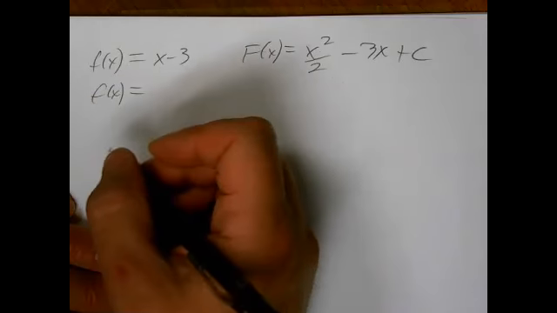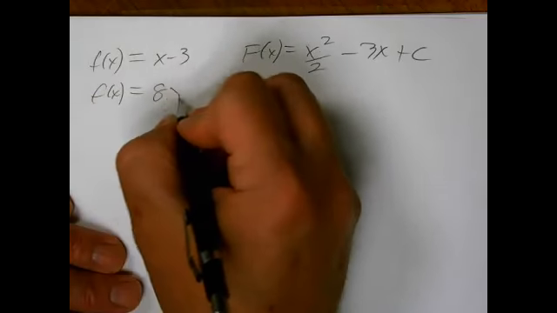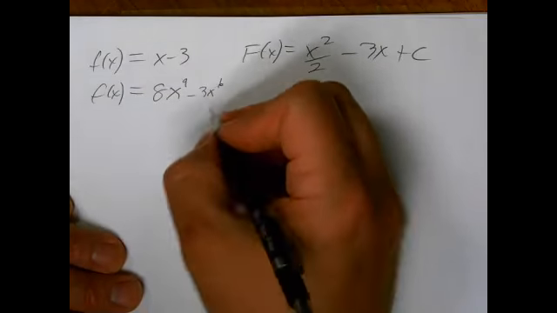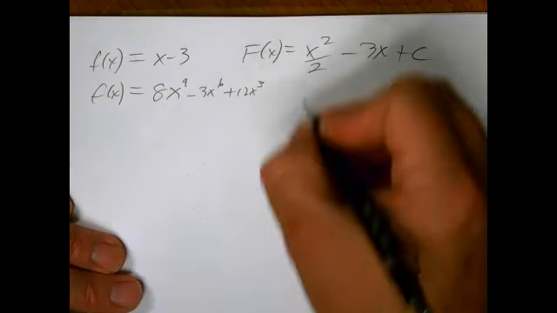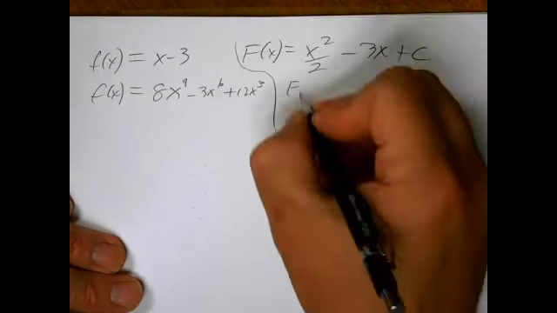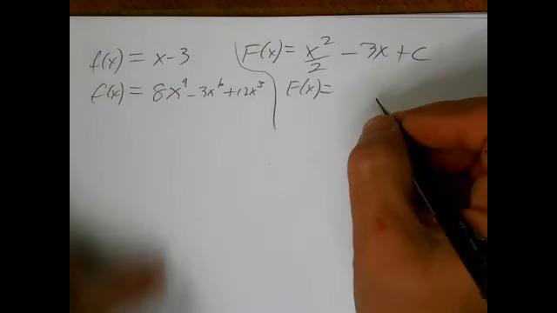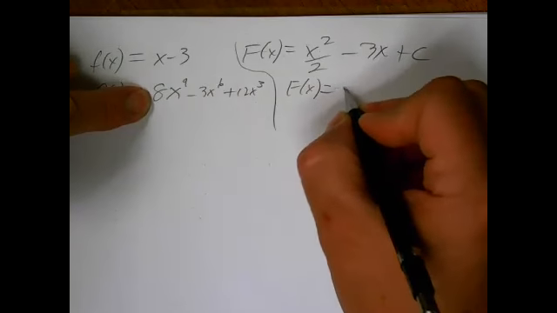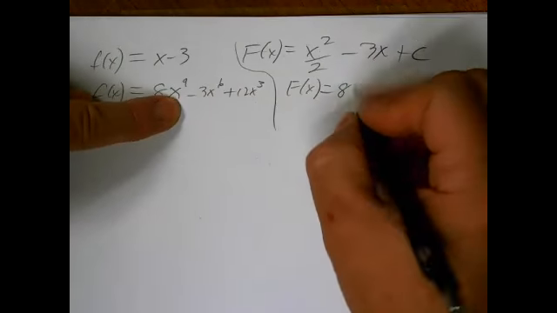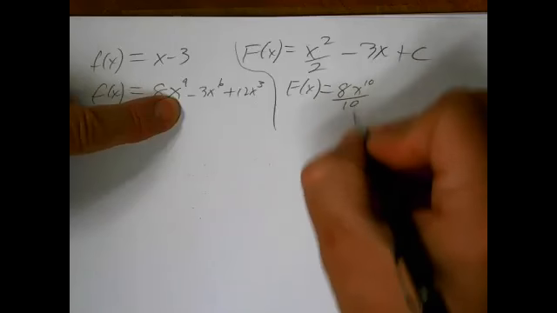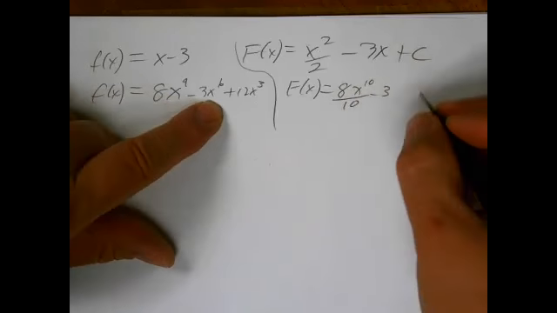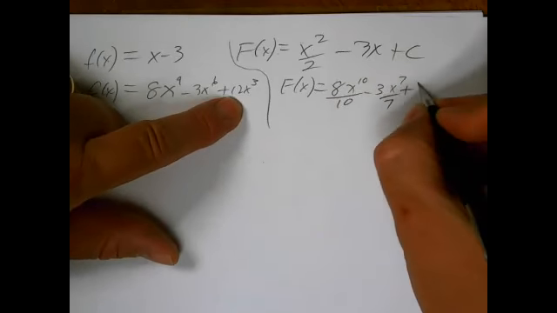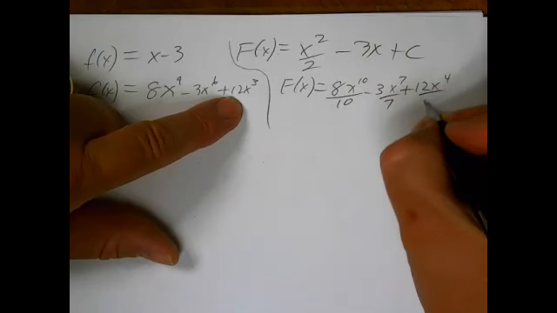All right, so again, if I had 8x to the 9th minus 3x to the 6th plus 12x cubed, the antiderivative of that, going one item at a time, all right? The constant out front, when you take a derivative, just stays sitting out front. Power goes up, and you divide. Constant out front stays out front. Power goes up, and you divide.